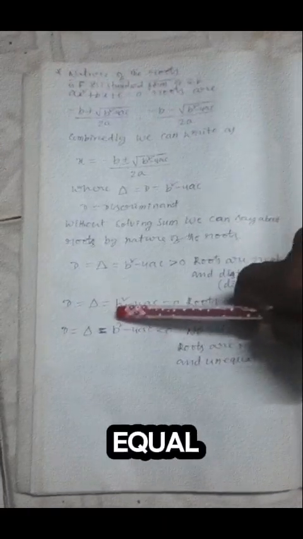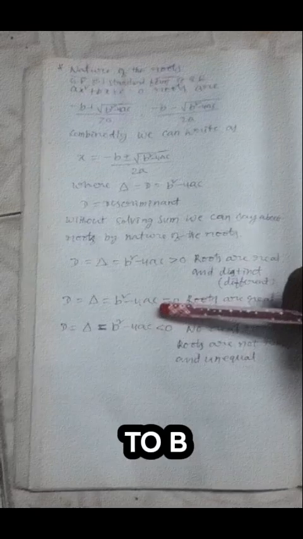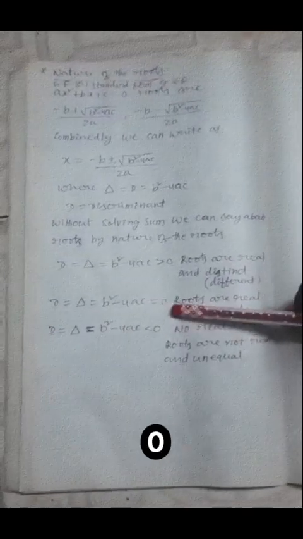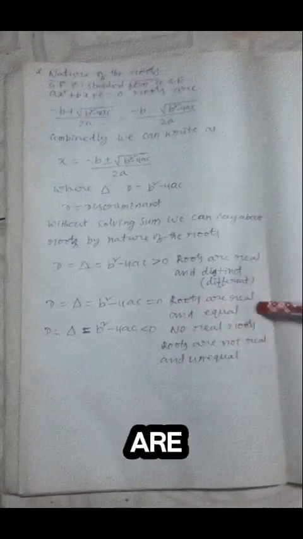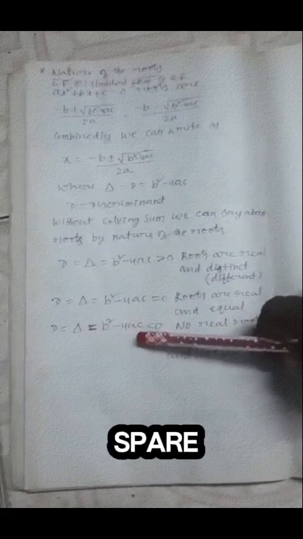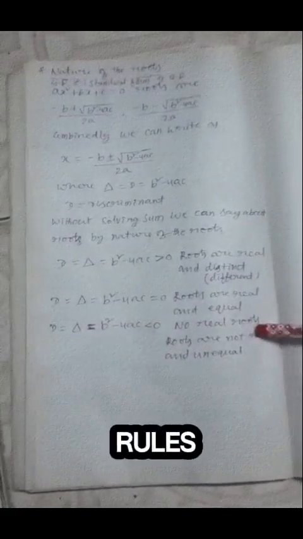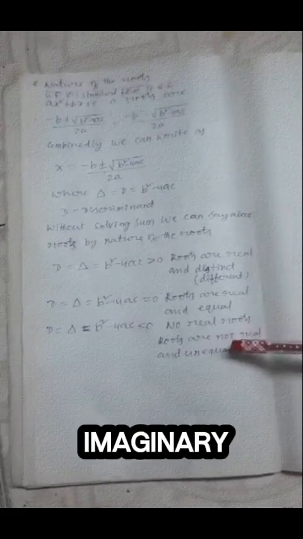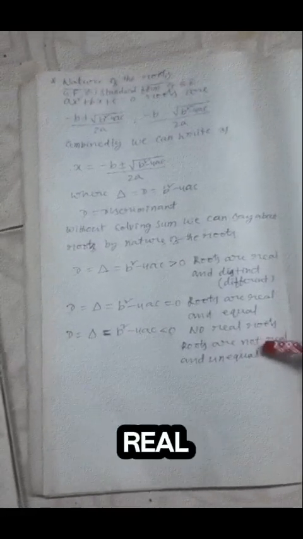So we are using that. D, delta, is equal to b square minus 4ac is equal to 0 means roots are real and equal. Next, D is equal to b square minus 4ac is less than 0: no real roots. Roots are not real and unequal. Not real means imaginary roots.